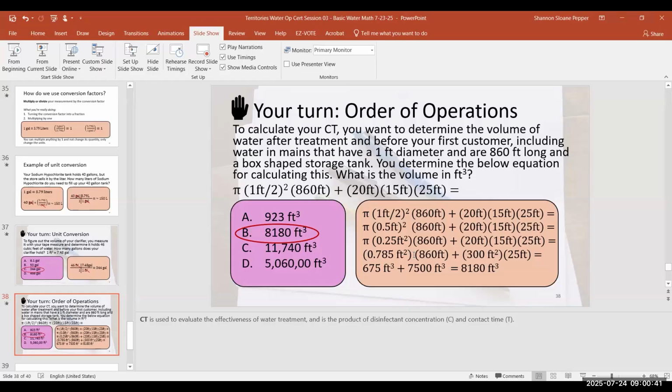I'm sorry I didn't get a chance to let you all work through that on your own, but hopefully that gives you some sense of what you might do when you're working with units in order of operations together.